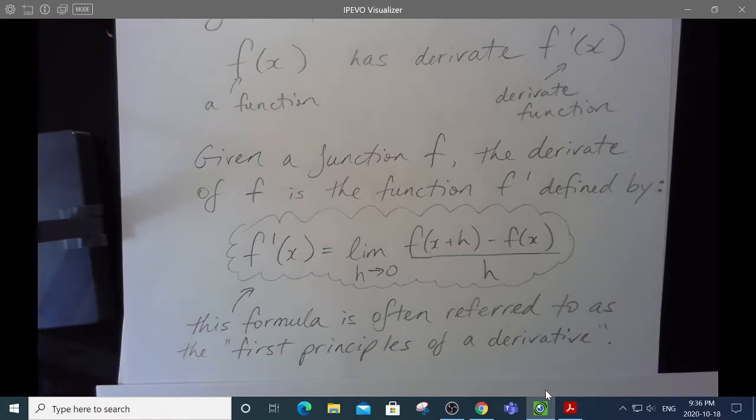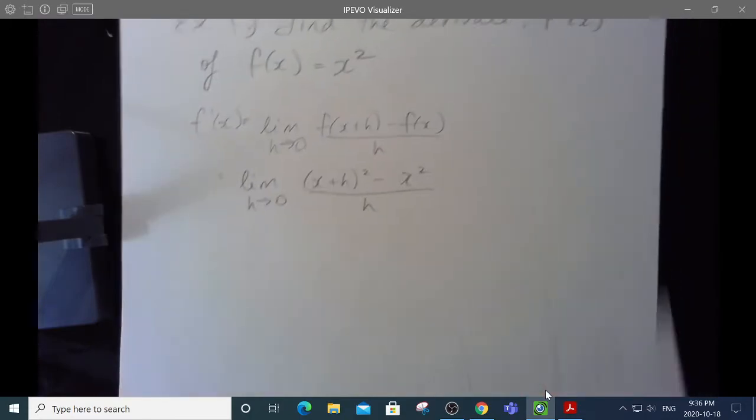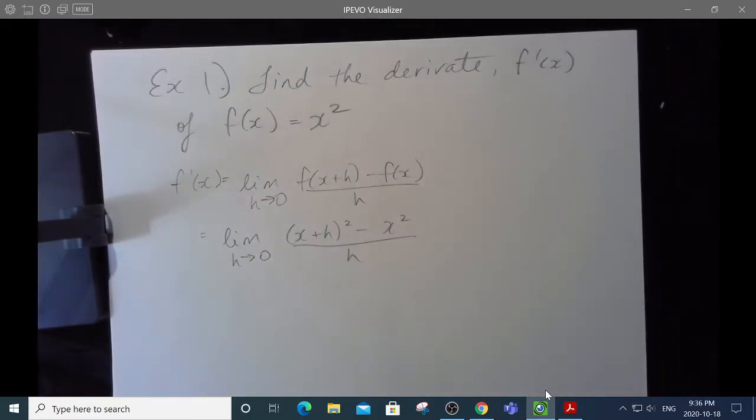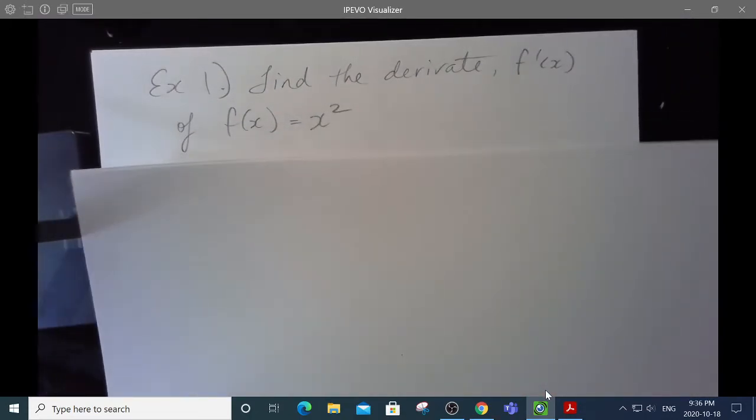And we'll do some examples where we use our algebra to find derivatives, and then we'll look at them on Desmos too, so that we can see what we're looking at. So we'll start with the one we were just looking at a second ago. Find the derivative for f of x equals x squared. So copy that down, please.